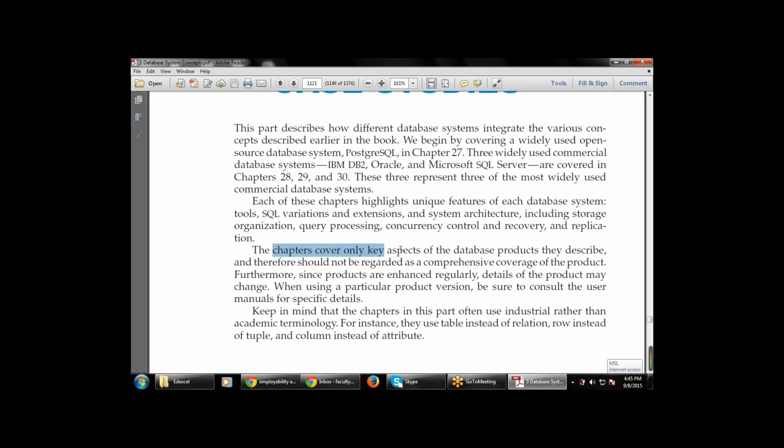The chapters cover not only key aspects of the database products they describe, and therefore they should not be regarded as a comprehensive coverage of the product. Furthermore, since products are enhanced regularly, details of the product may change. And when using a particular product version, be sure to consult the user manual for the specific details.